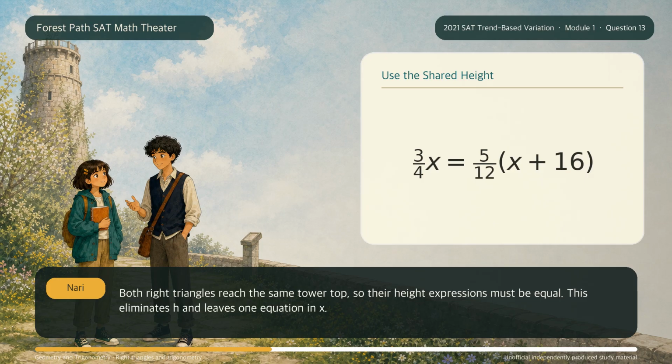Both right triangles reach the same tower top, so their height expressions must be equal. This eliminates h and leaves one equation in x.